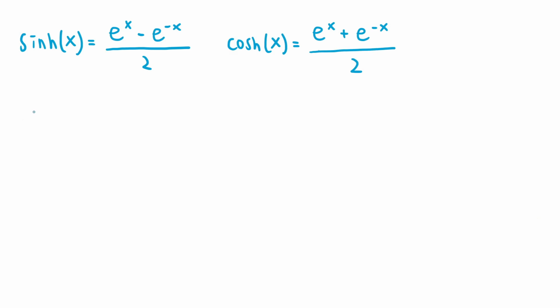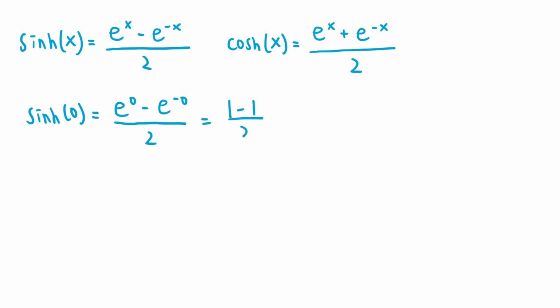Let's talk about how we can evaluate certain values of hyperbolic functions. If we wanted to evaluate something like sinh of 0, we just plug in 0 into the function definition we introduced earlier. Since sinh of x is equal to e to the x minus e to the negative x all over 2, sinh of 0 is just equal to e to the 0 minus e to the negative 0 all over 2, which is equal to 1 minus 1 all divided by 2, which is just equal to 0.